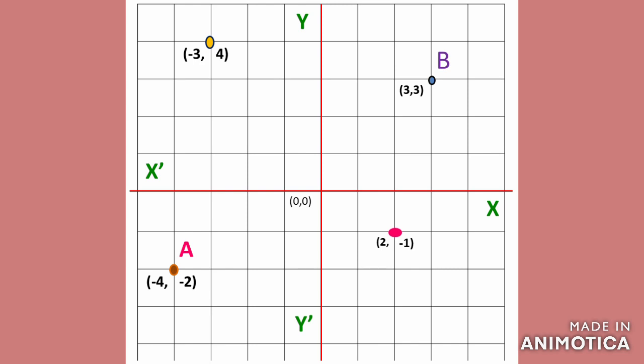So this is the way we can plot a point when the coordinate is known to us. And in the case of an equation, when we want to make a line graph, first we will find out different combinations of x and y, and then in just this way we will plot the points on the graph.